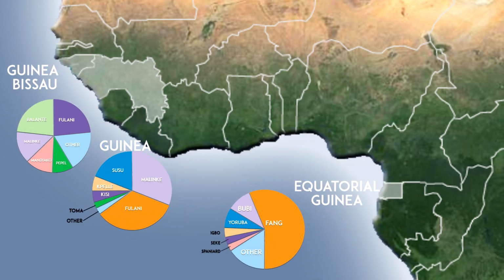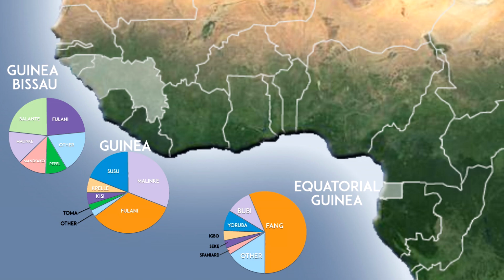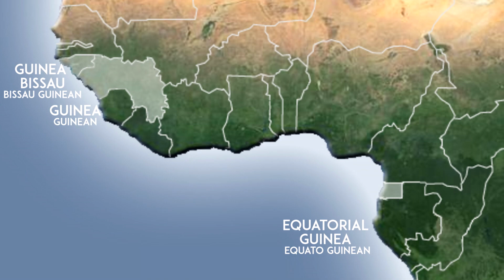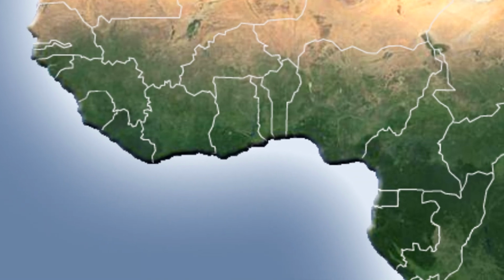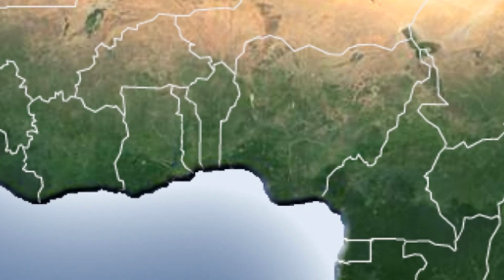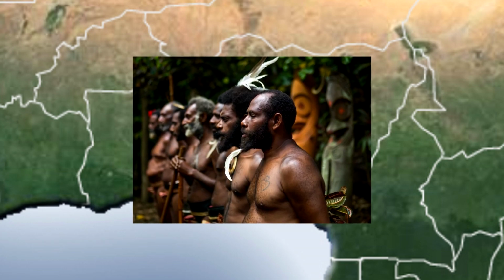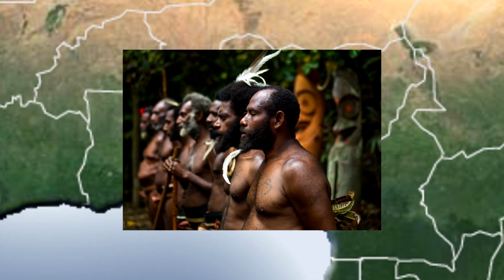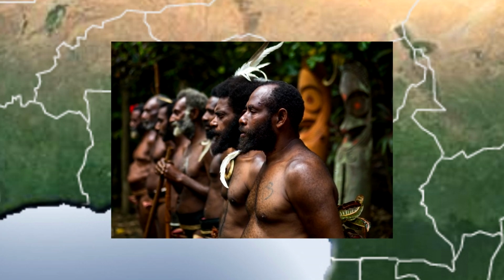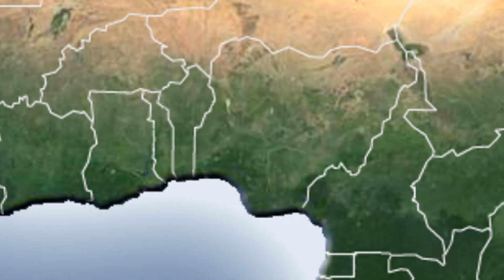The majority of the people in Equatorial Guinea are the Fang, and the Fulanis are the majority population in Guinea and Guinea-Bissau. When referring to the nationals of these countries, they go by Equatorial Guineans, Bissau Guineans, and Guineans. Interestingly, there was also a German Guinea, which later turned out to be Togo and Cameroon. Papua New Guinea derives its name from the Spanish colonizers believing these locals looked exactly like the Africans they had met earlier. So there you go.